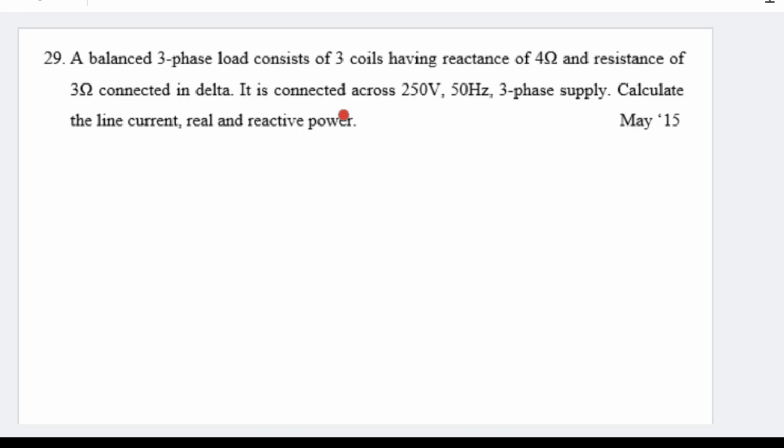How can we solve it? We can just do the mathematical calculations. Here the reactance is 4 ohm and resistance is 3 ohm, isn't it? So we can say Z is equal to R plus jXL. What is R? Resistance 3 plus j into reactance 4, j4. This is your impedance, and it is connected in delta.